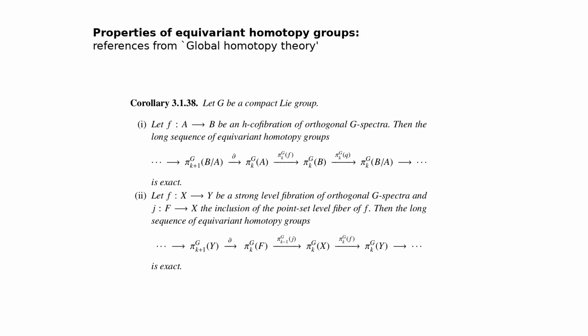H-cofibrations have the property that the canonical collapse map from the mapping cone to the strict quotient, or cokernel, is an isomorphism on all equivariant homotopy groups. And that means you can translate the long exact homotopy group sequence for the mapping cone into a long exact homotopy group sequence for the two input spectra, the map between them, and, if it's an h-cofibration, for the strict quotient.